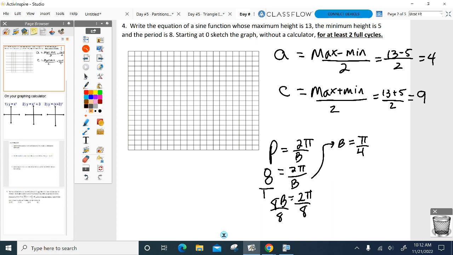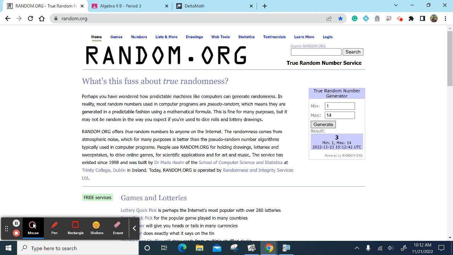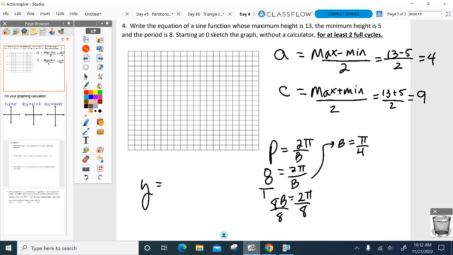Now you can simply write the equation. Y equals, what's your A value? 4. Sine or cosine in the directions? Sine. Parenthesis, B value. Pi over 4. And I got to attach a what with it? X. C value. Plus 9. There's the equation.